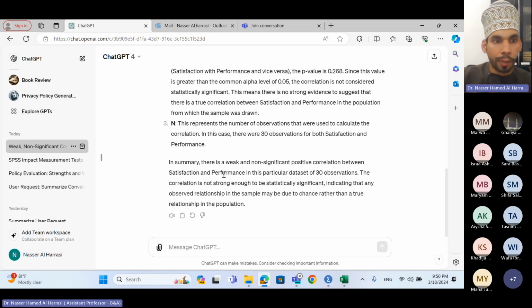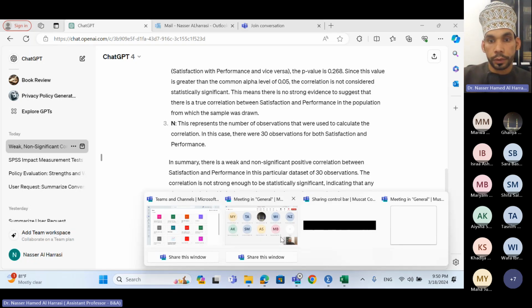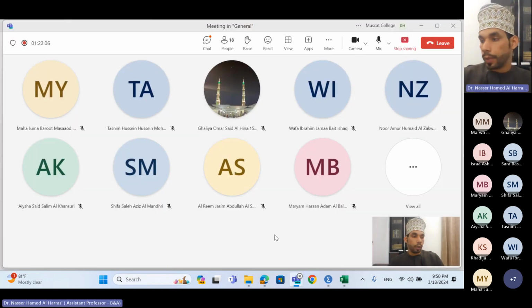With ChatGPT, I'm sure, but please do not copy paste. Do not copy paste. Just use it to help you to understand what is the nature of the table. Thank you very much. If you don't have any questions, we will conclude here and wish you all the best, inshallah.